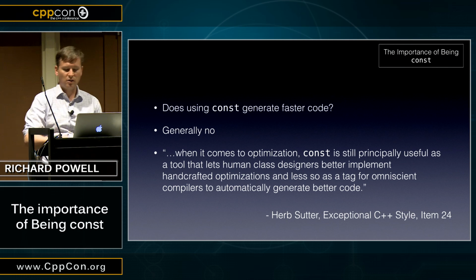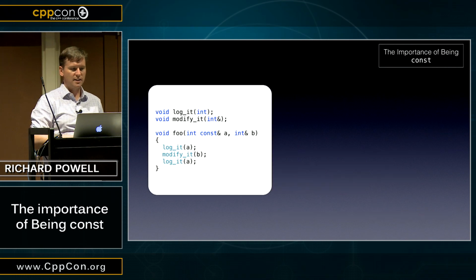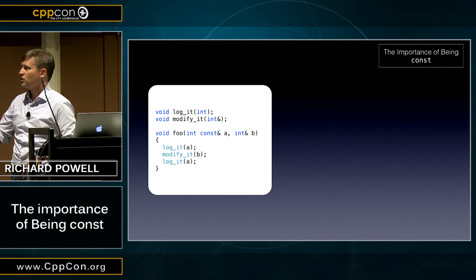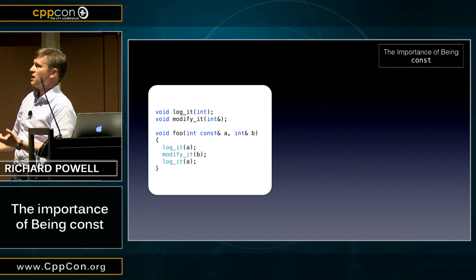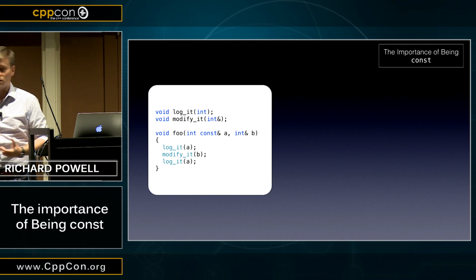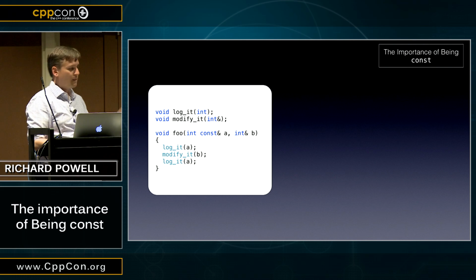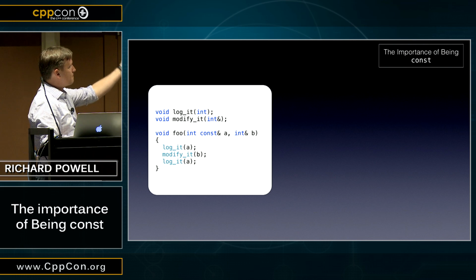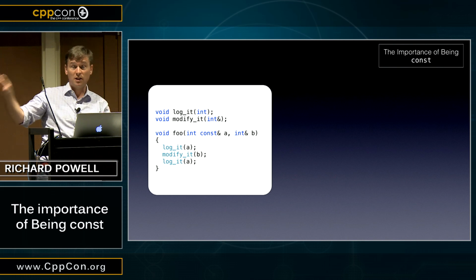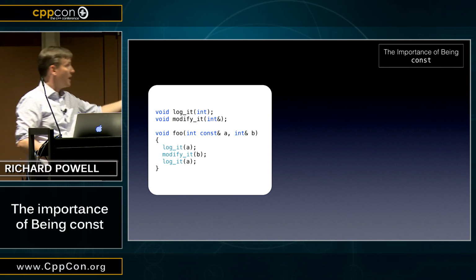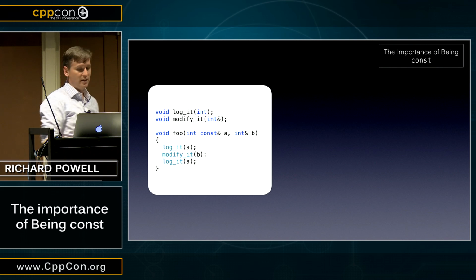Let's look at a little example. Let's say I have a logit function and a modify it function, and I have foo. And foo is going to take in a reference to const A and a reference to B. I really do have a problem with my variable names, A and B. I should probably fix that. But first of all, I'm going to log my value. Then I'm going to modify a completely different value. And then I'm going to log it again. I'm going to log A twice.